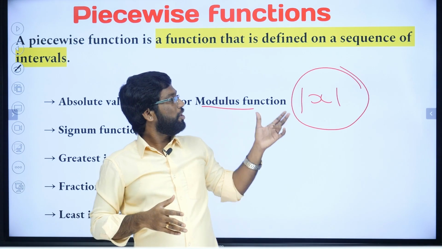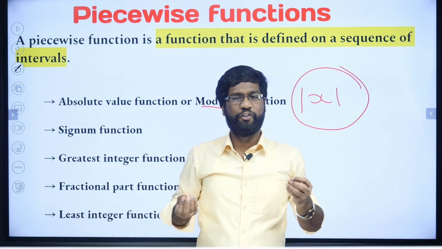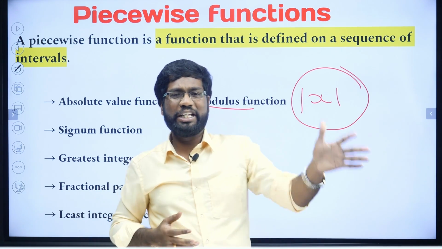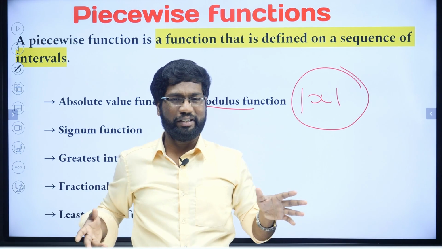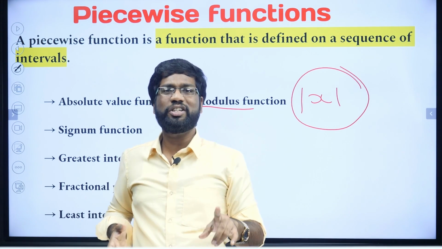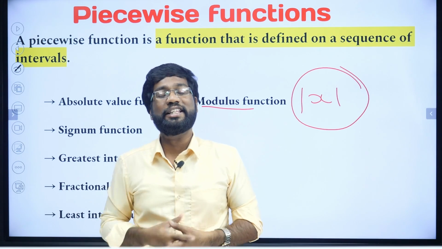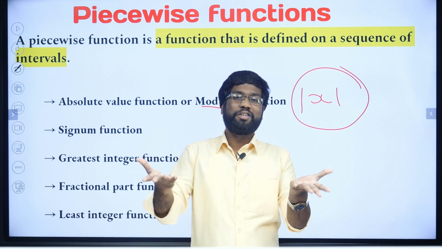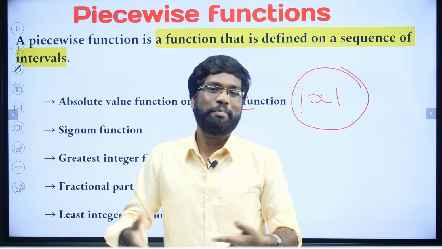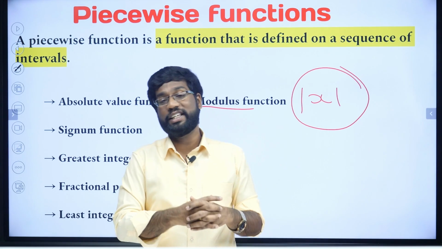In the same way, the modulus function is also called the distance function. Whether it goes to the negative side or positive side, it doesn't matter. The distance from the origin, minus 5, means 5 units. So only they are saying this function is the positive function, the distance function. There are so many names it has.